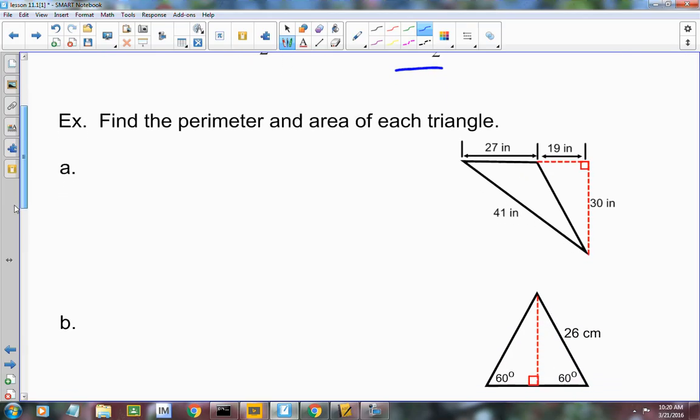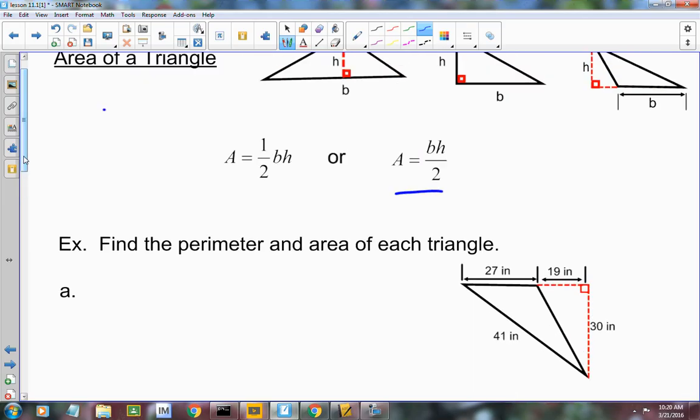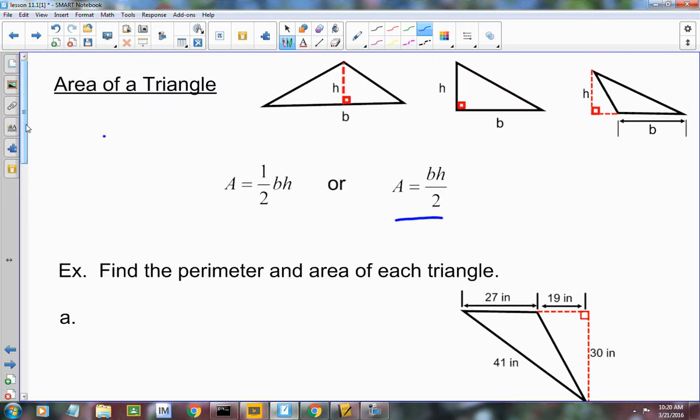All right, so if we look up here at these triangles, I got 3 different triangles. Sometimes you draw the height inside the triangle. Sometimes your base and your height are sides of the triangle, like in a right triangle. And then sometimes you have to extend the base to drop the height outside, like in an obtuse triangle. Okay? Again, the base is still what the base is. Okay? Don't use the extension.